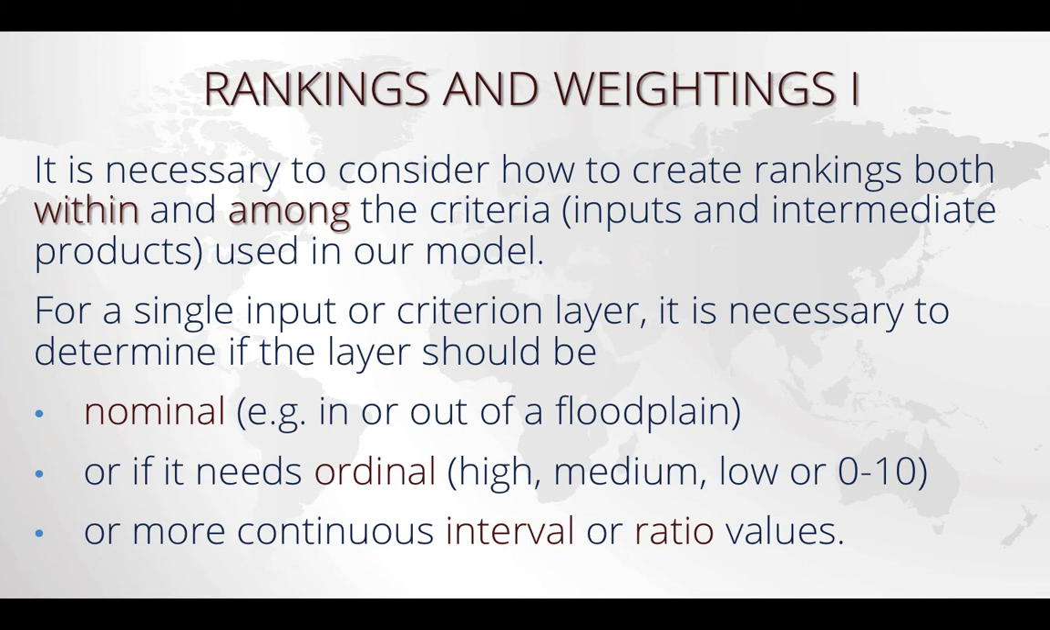which I then have to feed in to yet another step. So for a single input or criterion layer, which is a good term to think about from a GIS modeling perspective, it's necessary to determine if the layer should be nominal, such as in or out of the floodplain, or soil classes, or ordinal, like a good soil, bad soil. This could be high permeability for water for a septic system, medium or low, or scaled, you know, on a 0 to 10 scale.